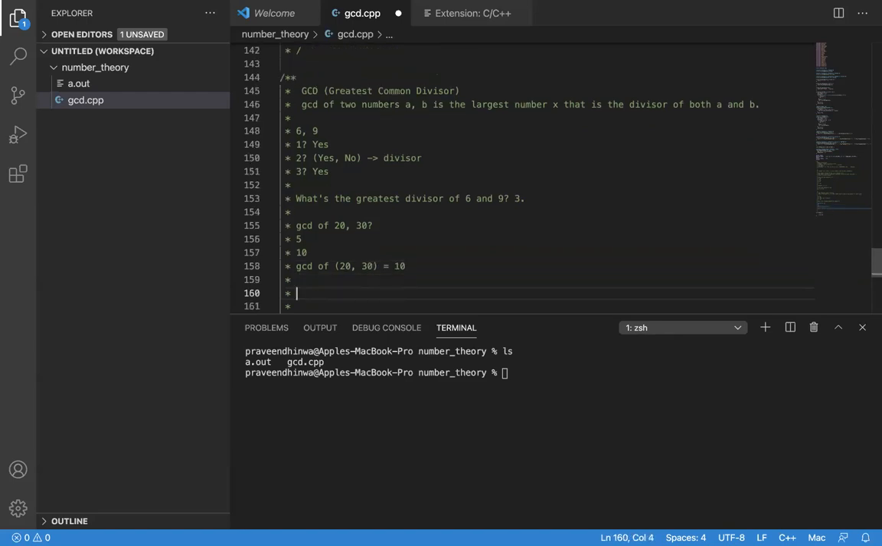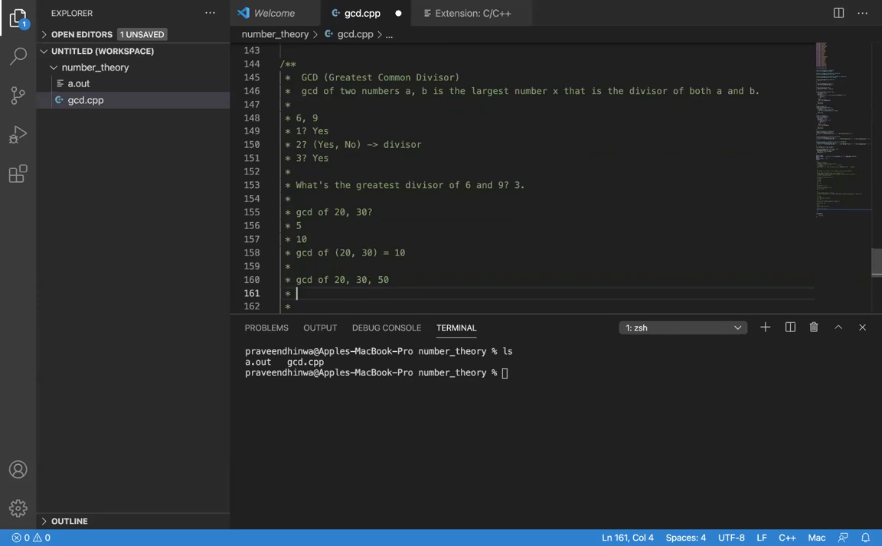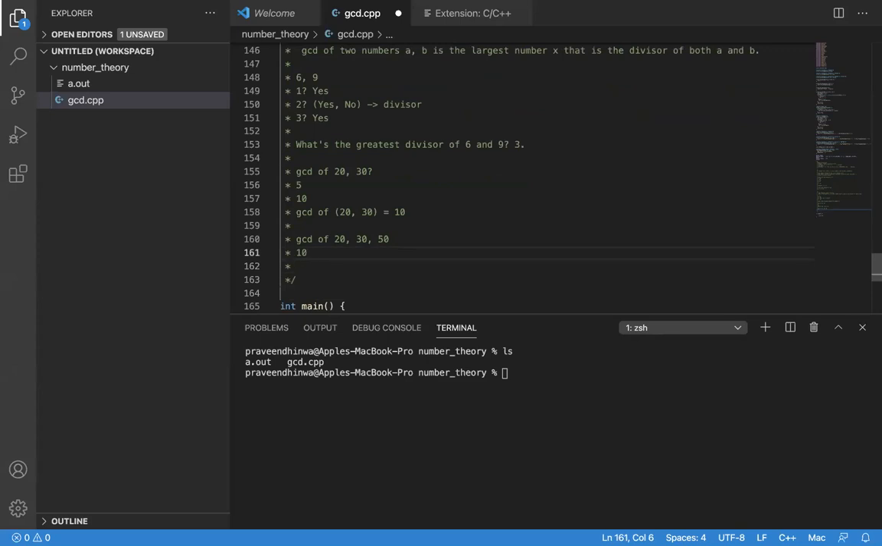GCD need not be limited to 2 numbers. You can define it for more than 2 numbers. You can even ask what is the GCD of 20, 30 and 50. In that case, you will have to find the number which divides all 3 of them. So what is the largest number that divides all 3 of them? That is also 10. Fine. So at least the definition of GCD is clear.